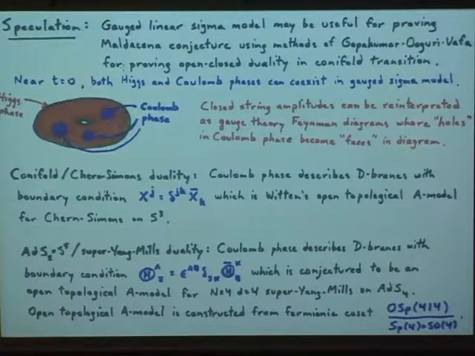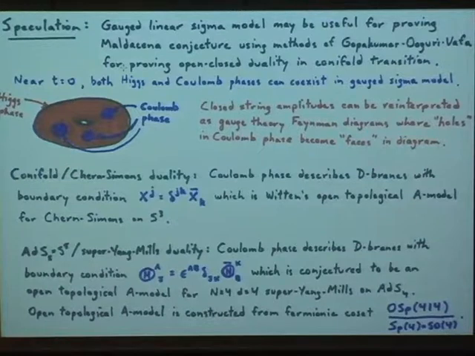So in their open-closed duality proof, what they used is that the Coulomb phase describes D-branes, and the boundary conditions of these D-branes relate, in their case, 3x's and 3x bars, in a way which identifies these D-branes with just the D-branes you would get from Witten's open topological model for Chern-Simons on S3. So this is a duality which relates the resolved conifold with Chern-Simons theory.